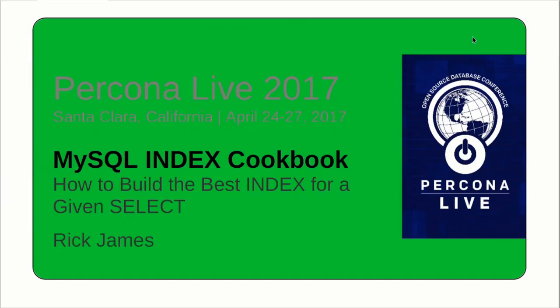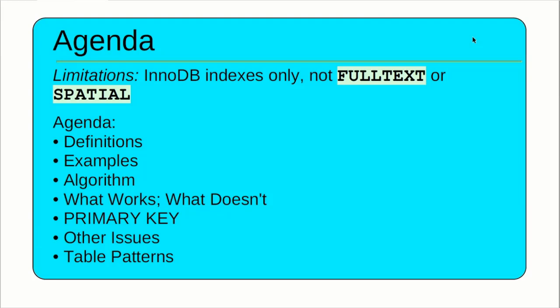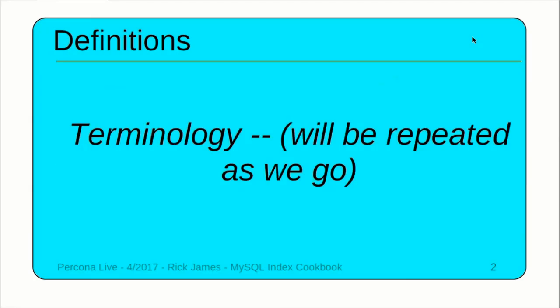All right, this is going to be a fast talk about indexing with a focus on, given a select, how do you make an index that works best for it? I'm going to cover several things. I will not cover full text or spatial, skip technology, a few definitions.